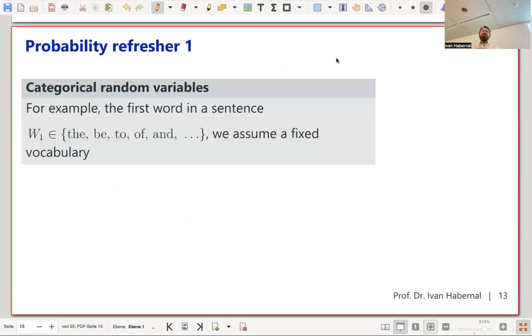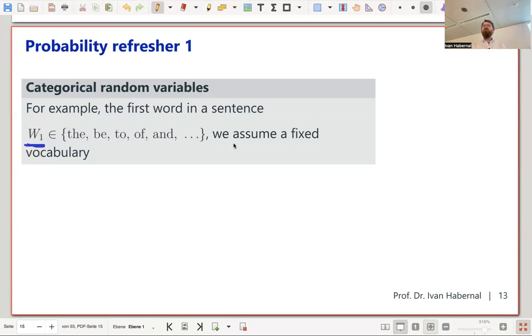What we're going to work with mostly is a few simple contexts. We're going to have categorical random variables, something which might have some probabilities. An example would be the first word in a sentence, the W1 here. Don't confuse this with weights in neural networks, we are in a slightly different world now. This is a random variable, which we describe with capital letters, and it ranges over the whole vocabulary. We have a fixed vocabulary, and the variable takes one of those values with some probabilities.